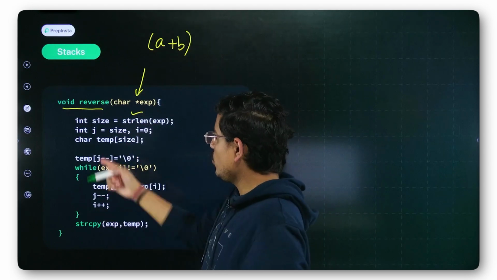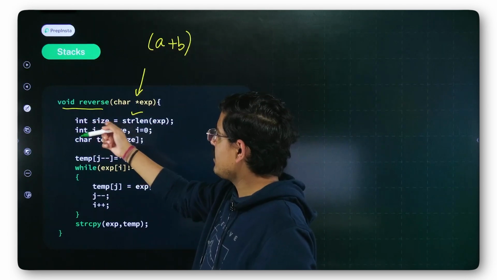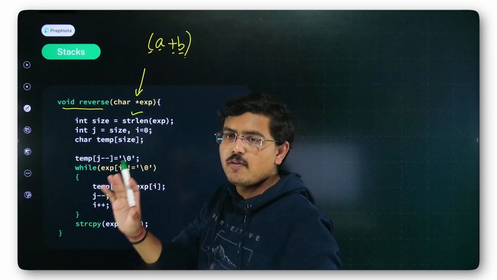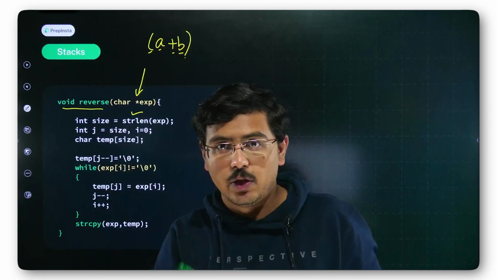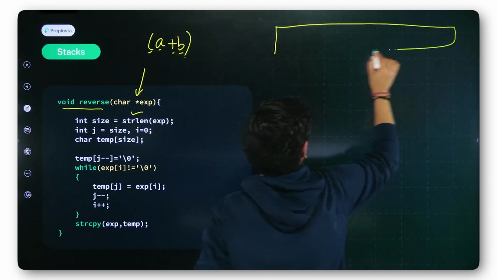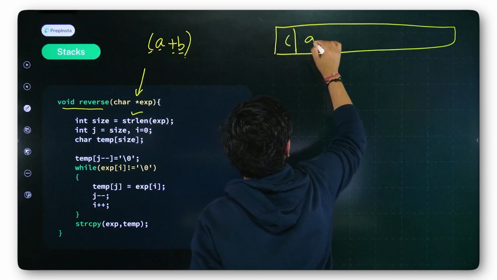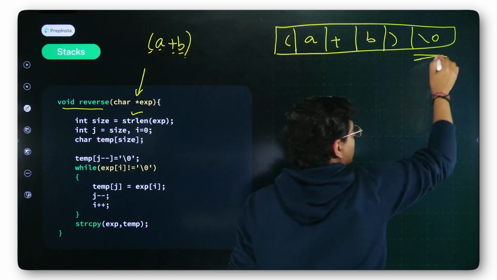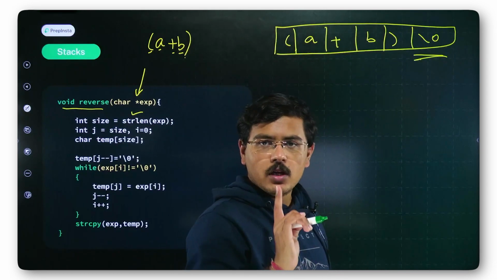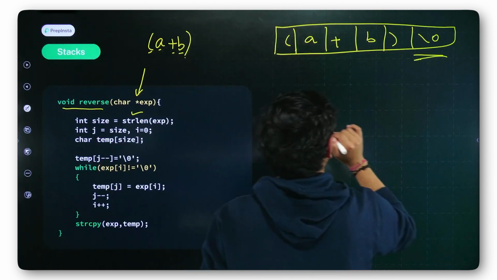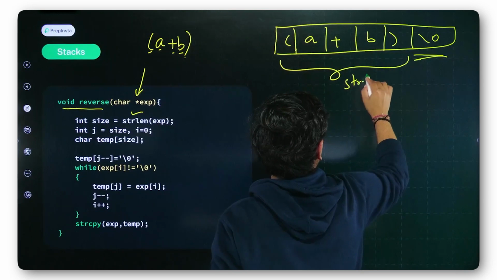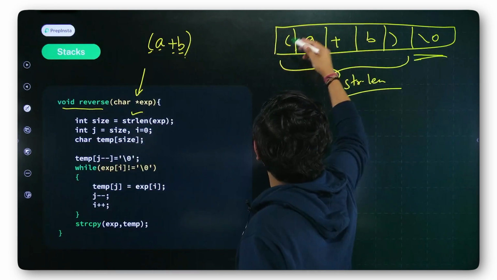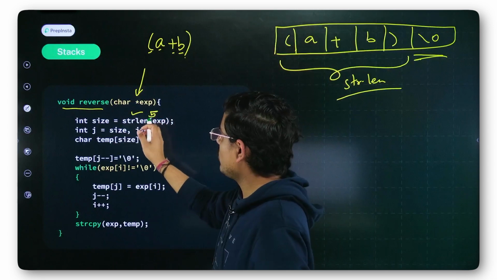Using the string length method, you declare an integer variable, size, and store the size of this string. If you count 1, 2, 3, 4, 5, 5 is the size, so string length will return 5. However, in memory this string would be stored with an extra terminating character at the end, but that place would not be counted. So string length will return 5.